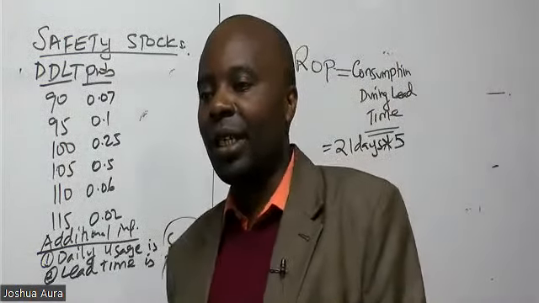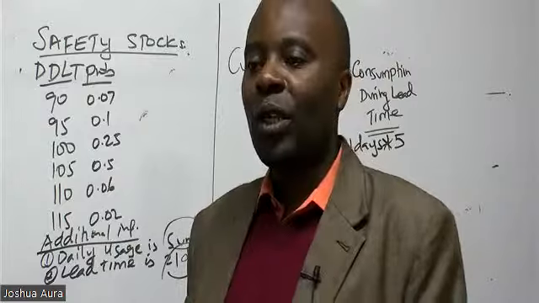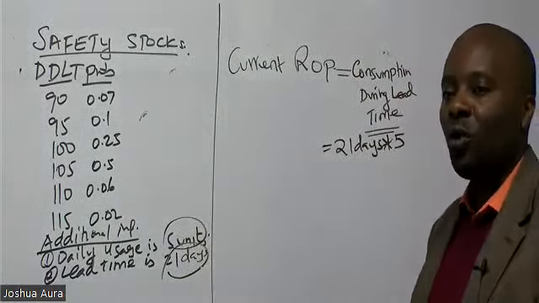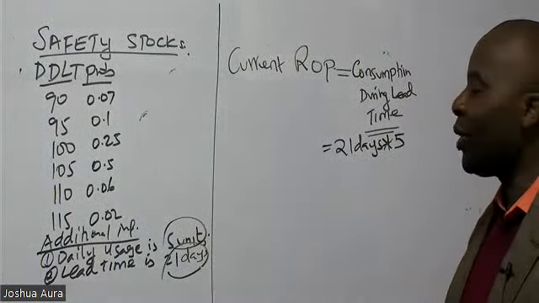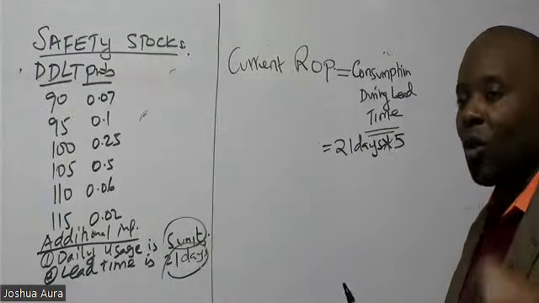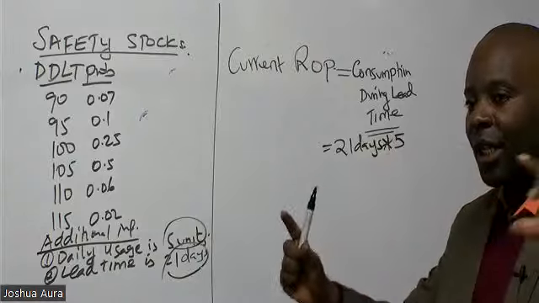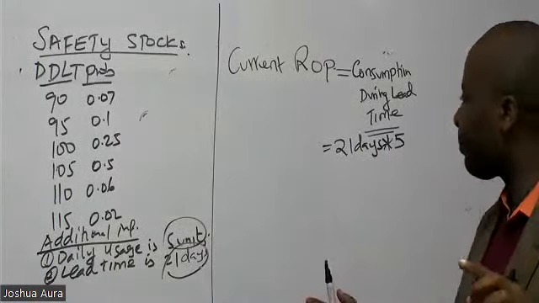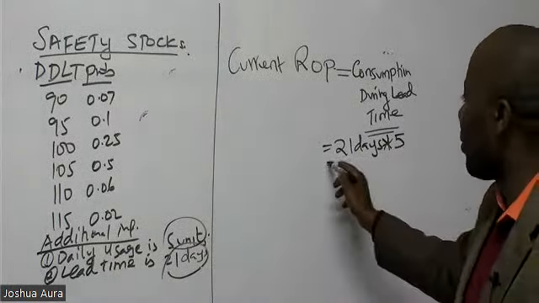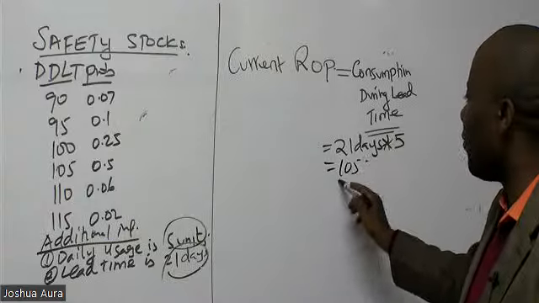Can somebody give us a figure? 21 times 5, the current ROP. Remember that this is the quantity that we shall consume during this dangerous period, which is the lead time. So 21 times 5, somebody is giving me a figure of 105.